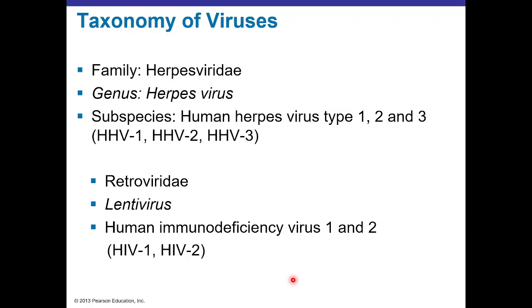So here are some examples of how we name viruses. For the family Herpesviridae, remember the ending Viridae represents family. So we have a family of viruses known as Herpesviridae, and within this family there's a genus called herpesvirus. And we have subspecies of herpesvirus with a common name. For instance, human herpesvirus will be the common name, but the subspecies will be human herpesvirus type 1, human herpesvirus type 2, and human herpesvirus type 3.